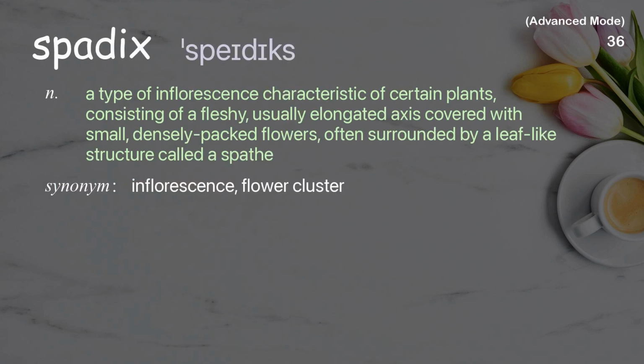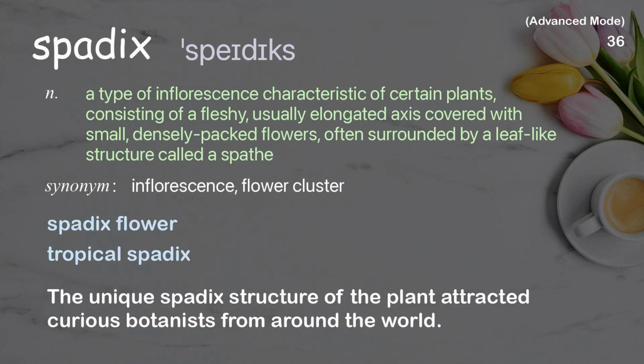Spadix. A type of inflorescence characteristic of certain plants, consisting of a fleshy, usually elongated axis covered with small, densely packed flowers, often surrounded by a leaf-like structure called a spathe. Examples: spadix flower, tropical spadix. The unique spadix structure of the plant attracted curious botanists from around the world.